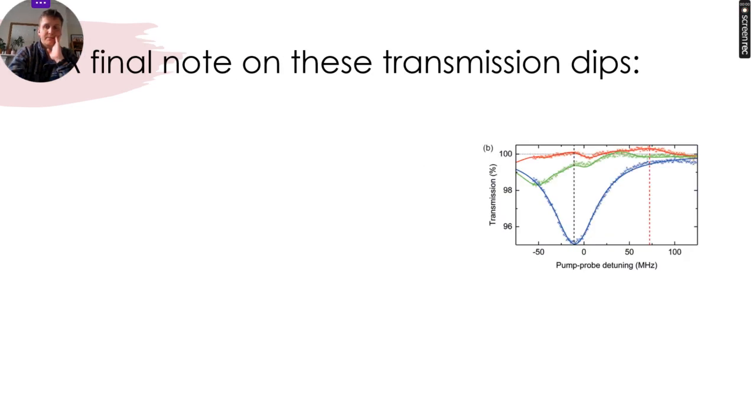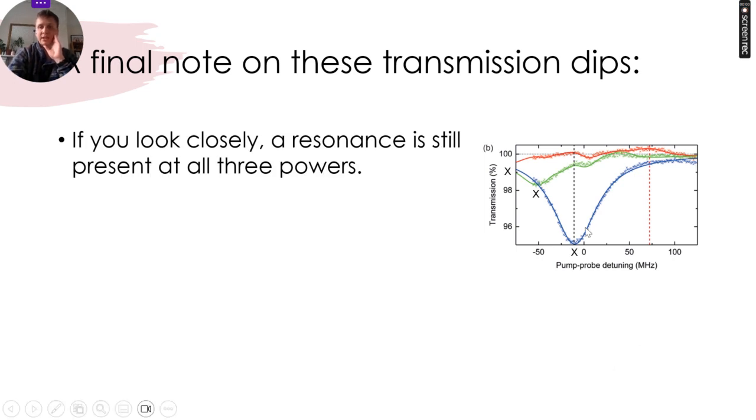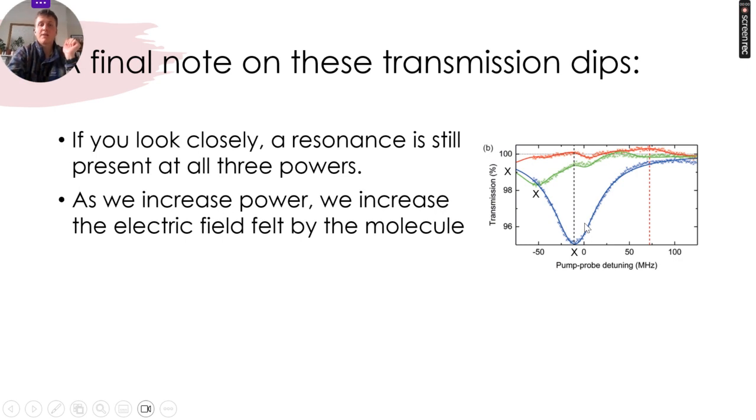Again, so many questions. One final note that I thought was interesting about these transmission dips is that if you look closely, this resonance here, where you get a dip, is not disappearing completely. It's actually shifting in frequency. In all of these powers of pump beam, you can see a local minimum or a resonance here, and you can see that this resonance for the three different powers is shifting to a lower resonant frequency. And this is because as you increase the power of your pump beam, you essentially increase the electric field that the molecule is feeling.